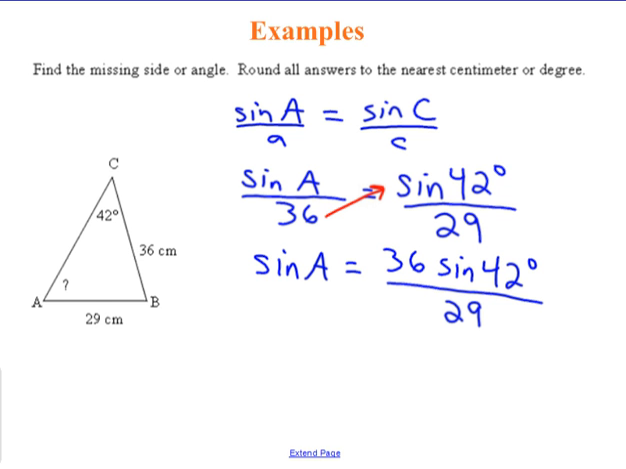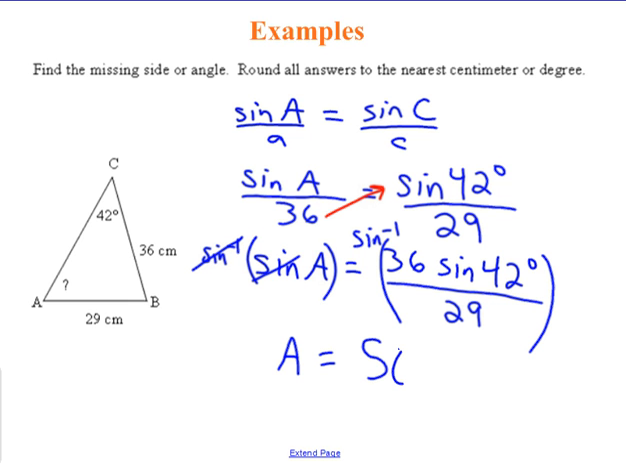Now remember, when we're trying to find an angle, we have to use the inverse trig function. So really what we have to do to get angle A by itself here is take the inverse sine of both sides of this equation. Now the inverse sine undoes the sine, and that gets me my angle by itself. And now all of this on the right side, I can plug into my calculator. So angle A is 56 degrees.